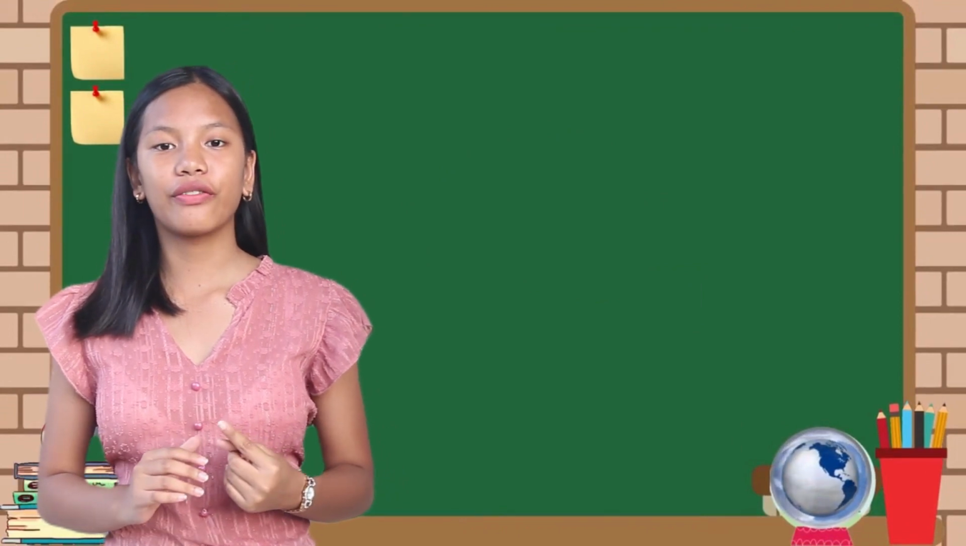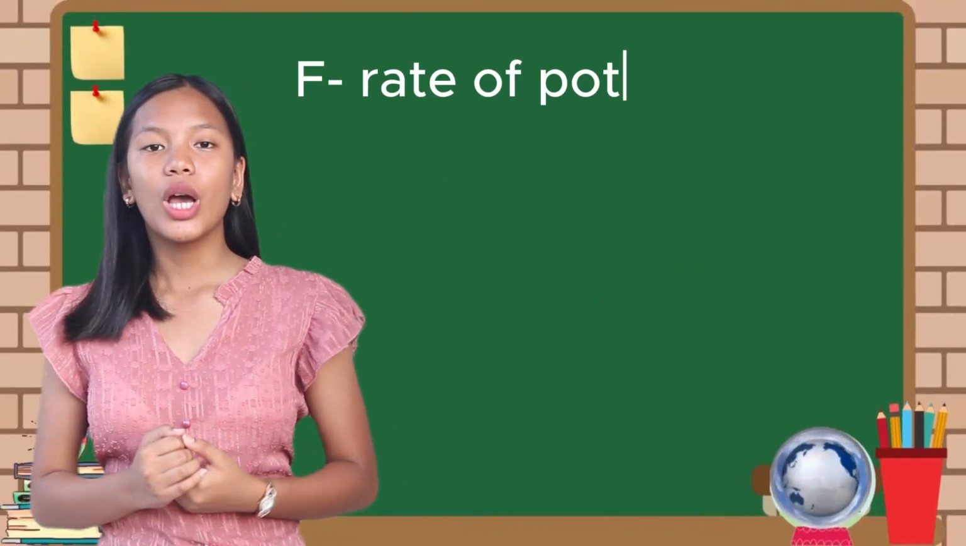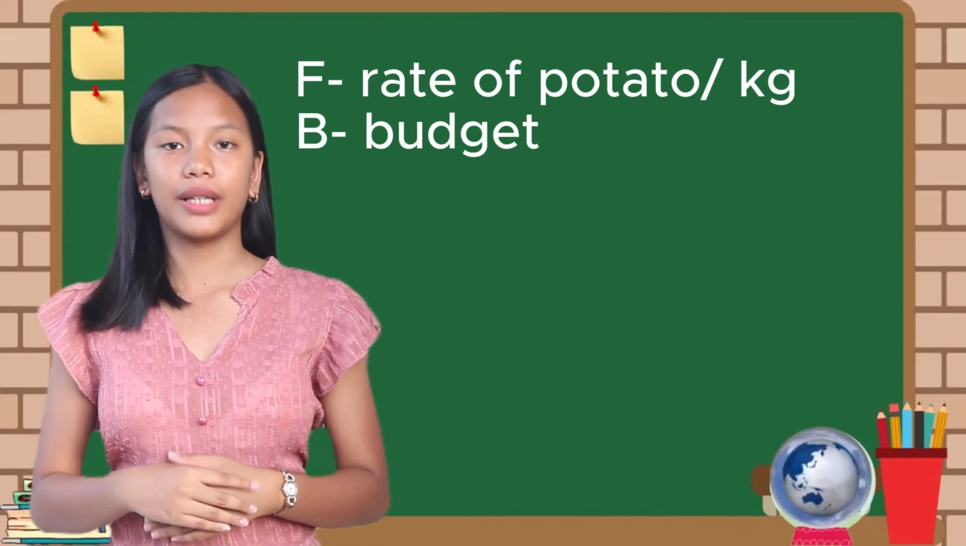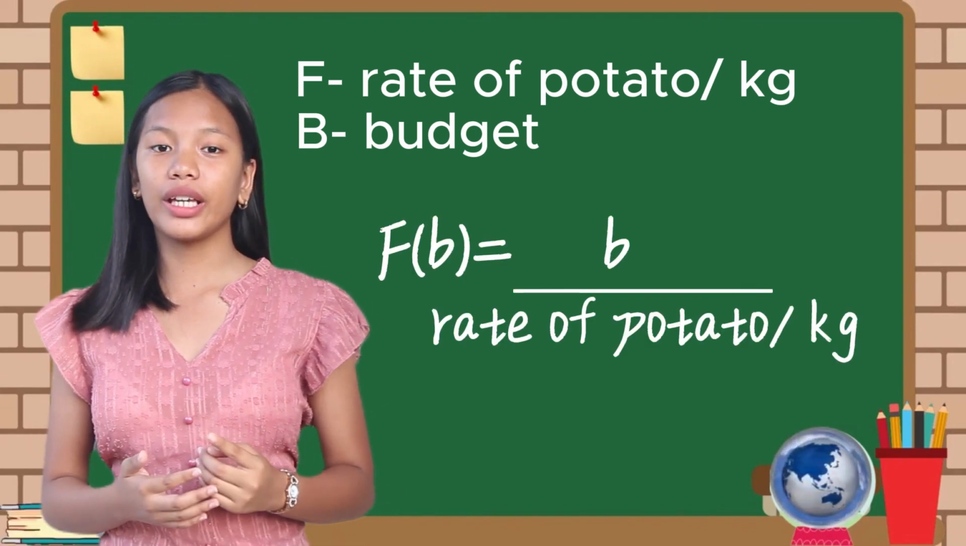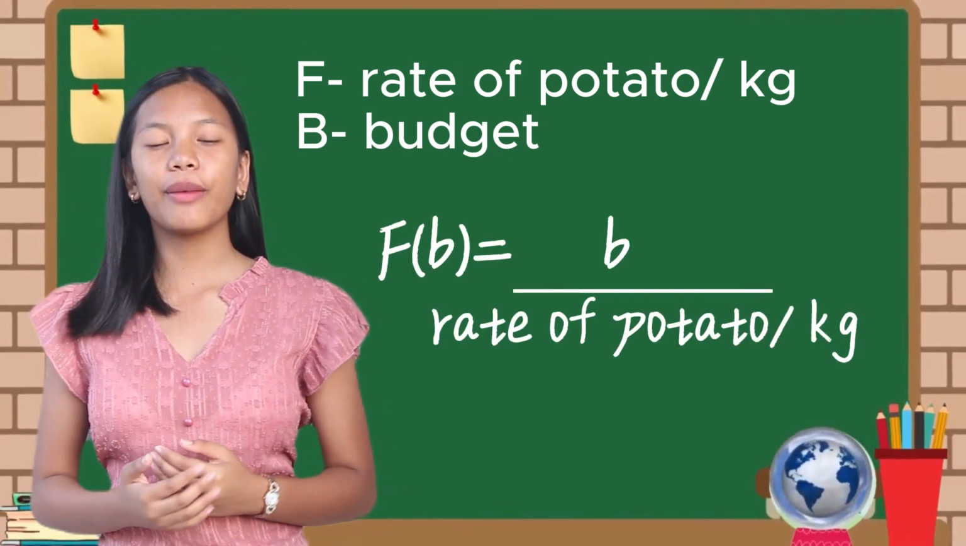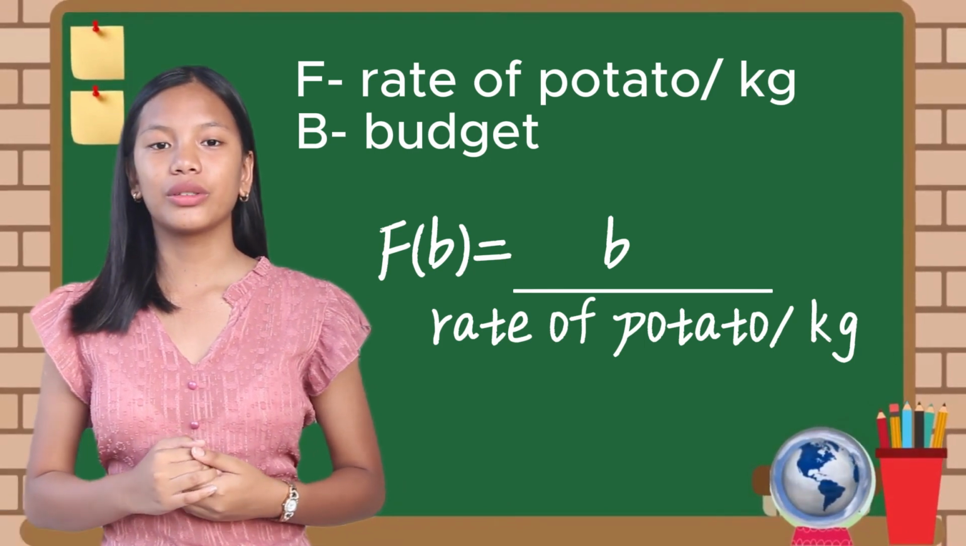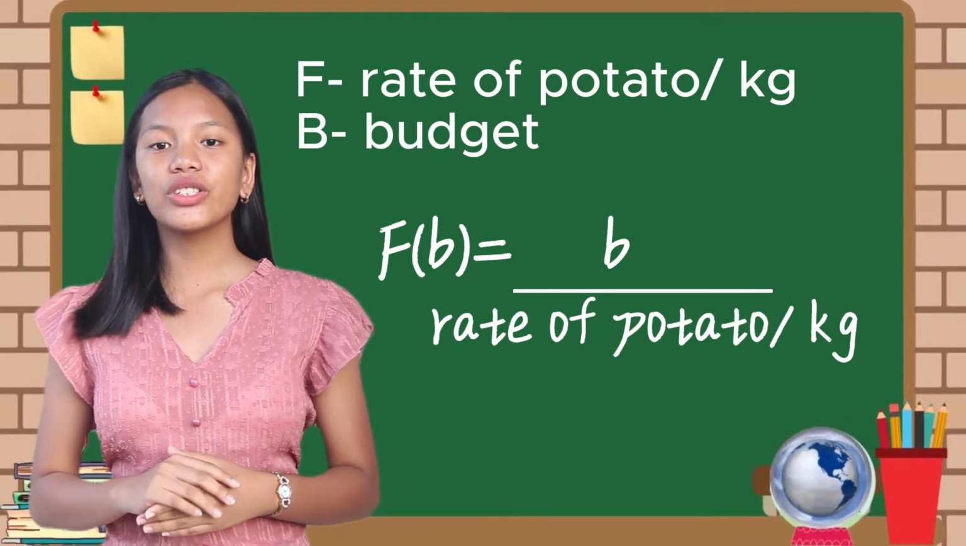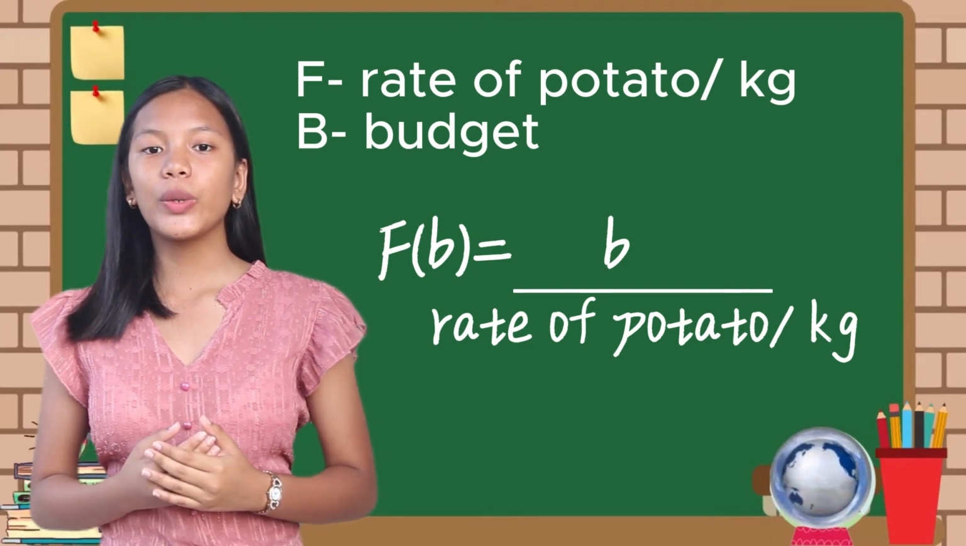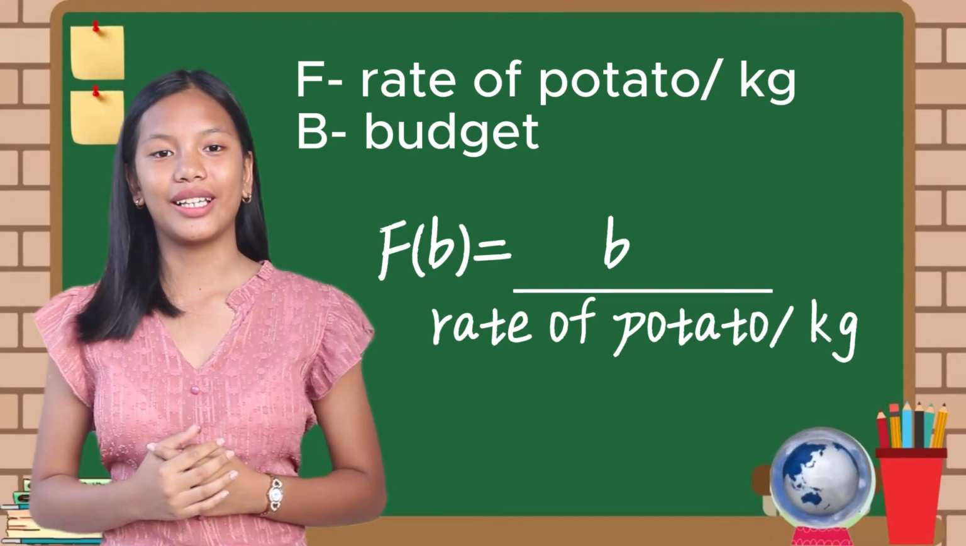Let's call the function f for the rate of the potatoes per kilogram, where f is the function of our budget b. So f of b is equal to b, which is the budget, divided by the rate of the kilogram of the potato. This function will then result to the number of kilos of potatoes we can buy with our budget, which is the b.